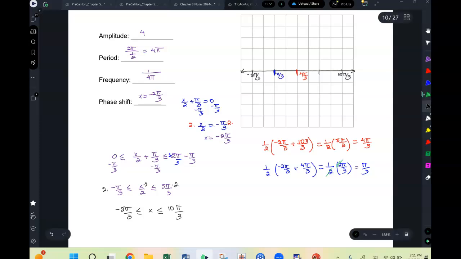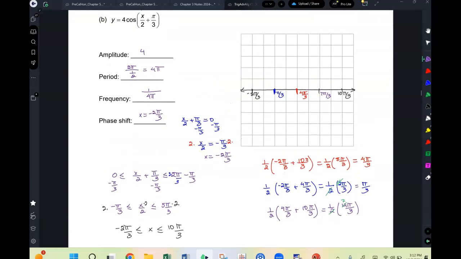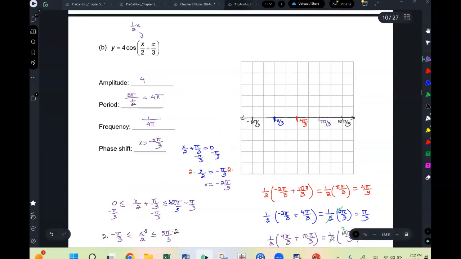And then the last one is halfway, 4 pi over 3 plus 10 pi over 3. Half of 14 pi over 3. And the 14 and the 2 become a 7, so that's 7 pi over 3. This is really the hardest, like not the hardest, but the more arduous part. And then the rest is just fun graphing.